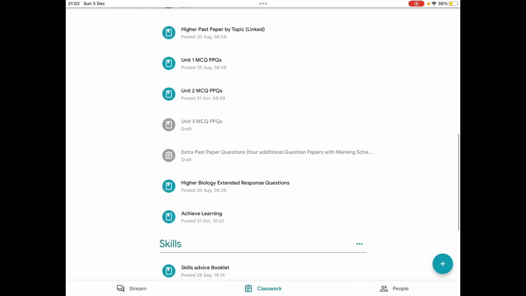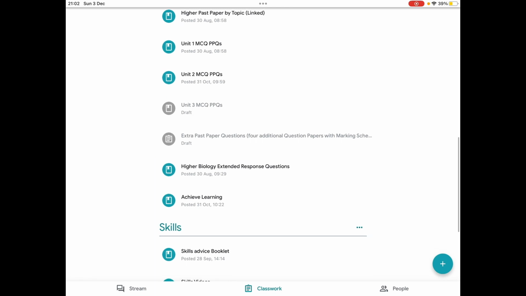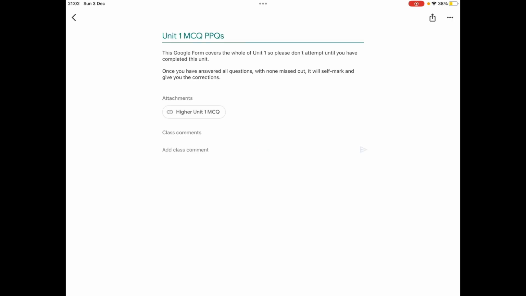Okay, and we've got some extended response questions there. Sometimes we call these essays, but extended response is the proper name for them. That's the either 4 or 5 or 8 or 9 markers that you get in the exam. And also, like with National 5, we've got the Unit 1 and Unit 2, because of course we've not done Unit 3 yet. Unit 1 and Unit 2 past paper questions in multiple choice form.